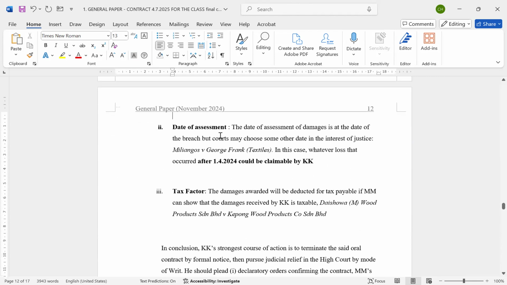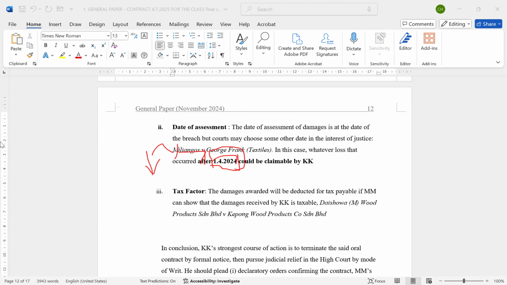So another important point is the date of assessment. Why is that so? I think I have elaborated to you. This is a continuous deal between MM and KK. So when does the breach occur? We will submit it is on 1st of April to justify our pre-trial damages and also the quantification of our subsequent interest, isn't it? The earlier you can prove the breach, the earlier the money starts being calculated. So this is the general principle.